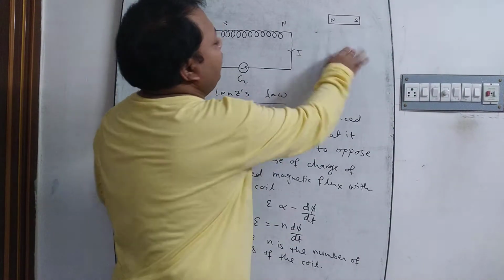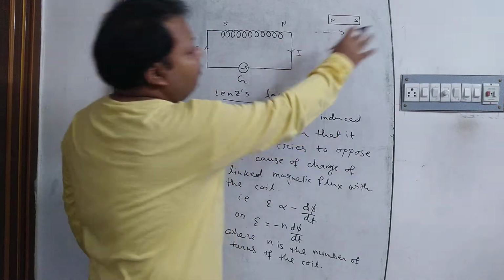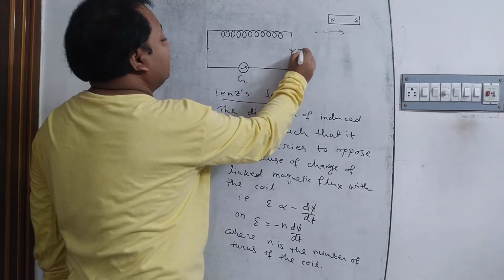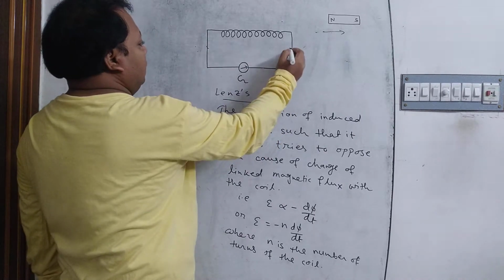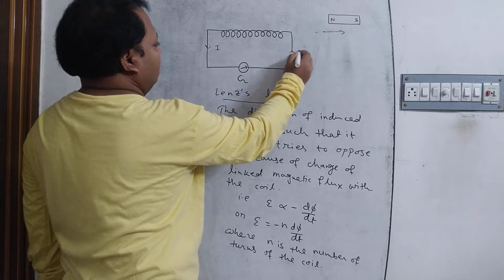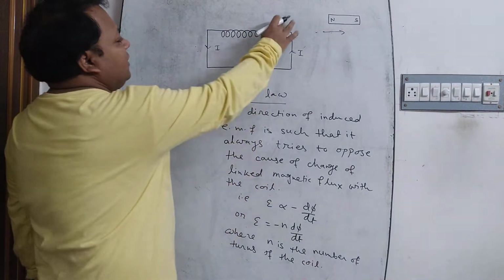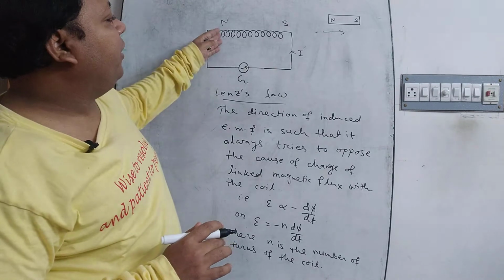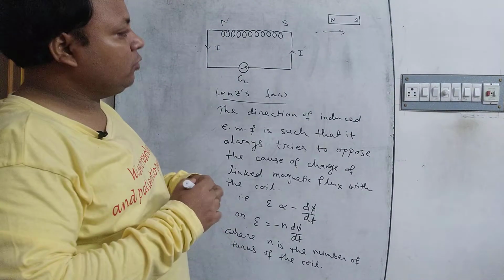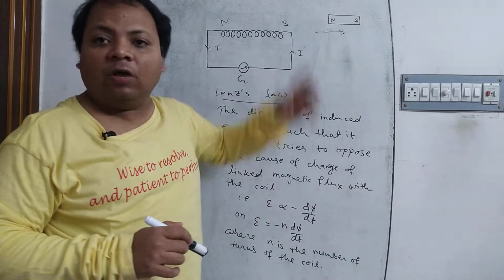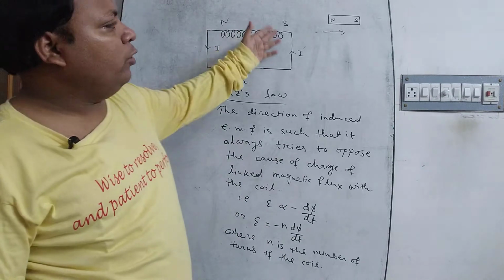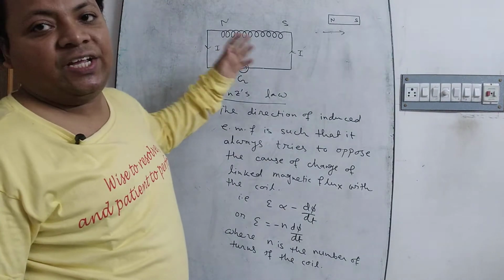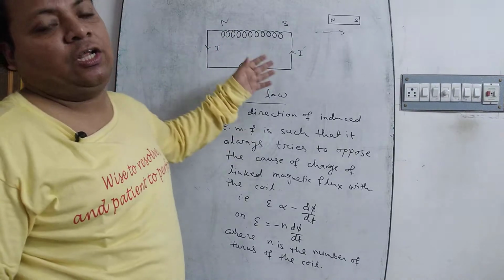Now, when we move the bar magnet away from the coil, then the direction of the current will be reversed. That is, in this case, a south pole is induced near the magnet and the away point is induced as a north pole inside the coil. That's why this south pole attracts the north pole of the magnet. Therefore, this induced south pole opposes the movement of the magnet. This is known as Lenz's law.